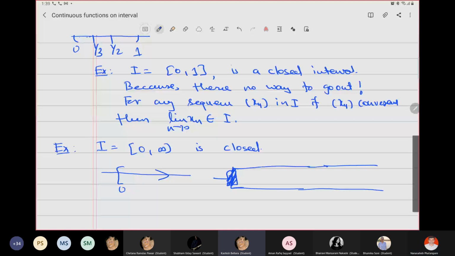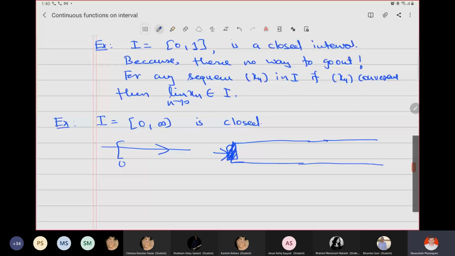No, sir. No. That's why I'm saying that physically or in real life, you can relate these things similarly. So is this interval closed? Yes, sir. That means you cannot find a sequence which is inside this interval and whose limit is outside. That is not possible. It is closed.